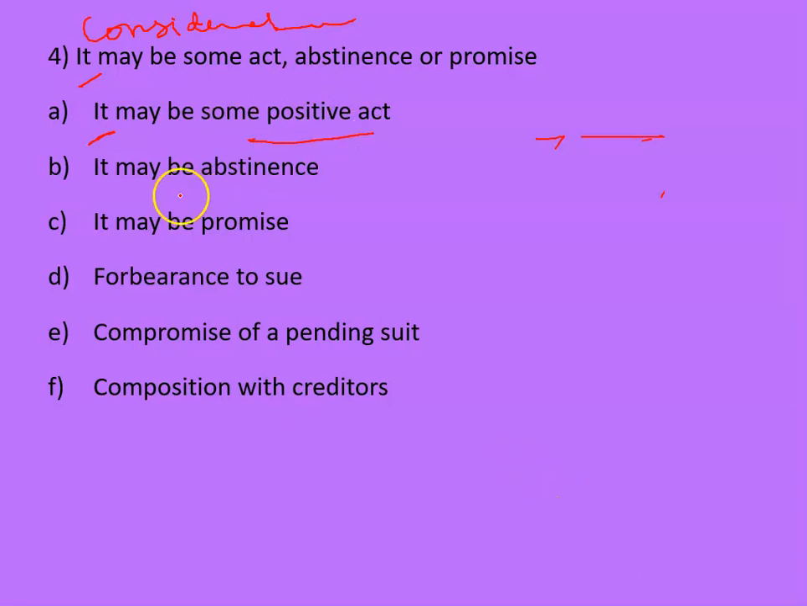So the next one is, it may be an abstinence. What is the meaning of abstinence here?